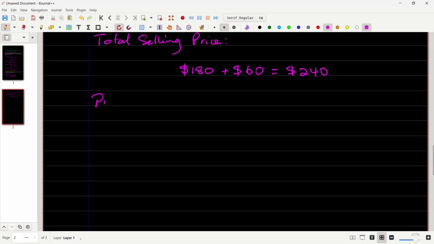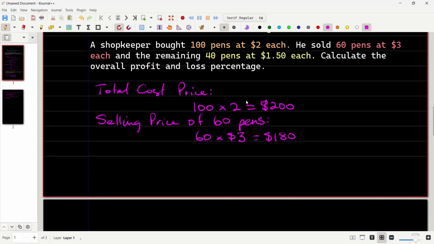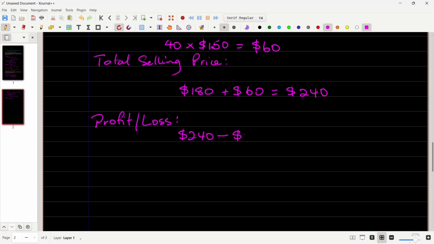So the profit or loss, so we don't know yet, the profit or loss is going to be the selling price minus the cost price. So we're going to take our $240, which is the selling price, and minus our cost price, which is $200. And we get that we make a $40 profit. So we identify this as profit because the value is positive, so profit. All right, so we take the selling price and we minus the cost price, and we get this as a positive value, so it tells us profit, and this amount is $40, so a $40 profit.